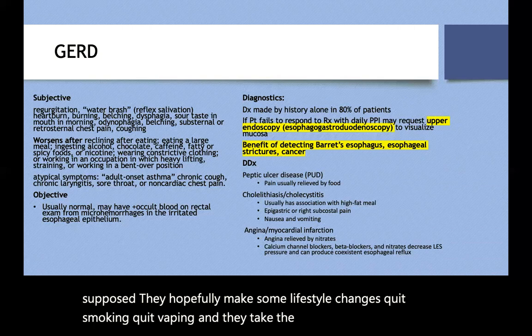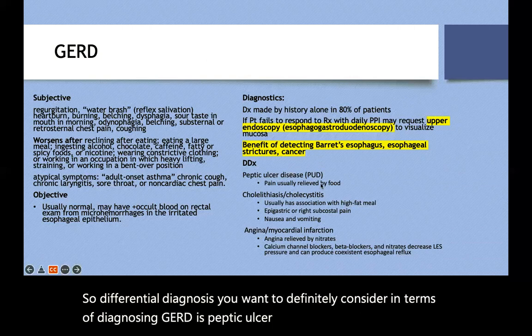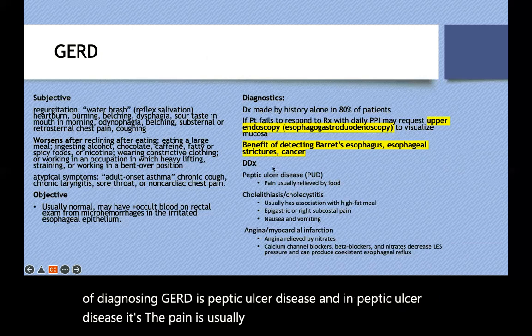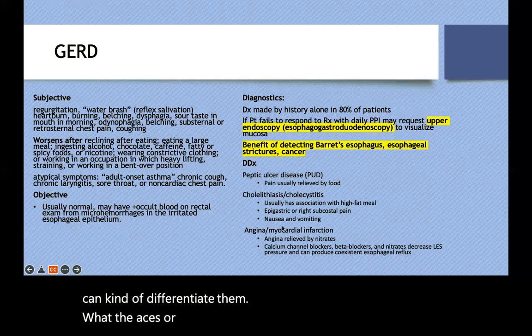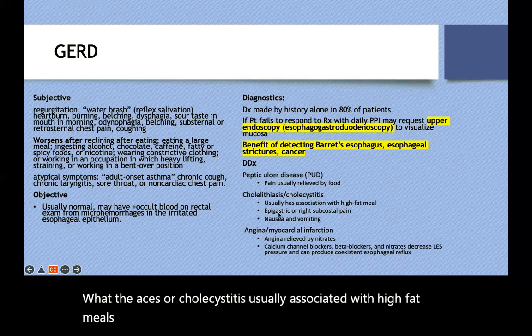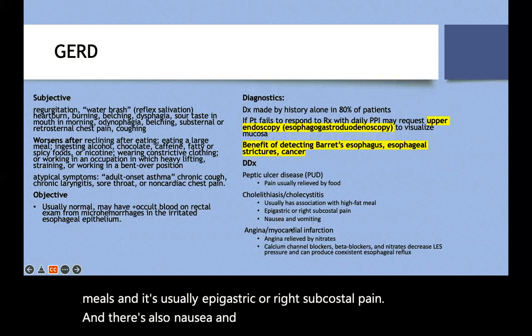So differential diagnosis you want to definitely consider in terms of diagnosing GERD is peptic ulcer disease. And in peptic ulcer disease, the pain is usually relieved by food. So that's how you can kind of differentiate them. Cholelithiasis or cholecystitis, usually associated with high fat meals, and it's usually epigastric or right subcostal pain. And there's also nausea and vomiting associated with that.